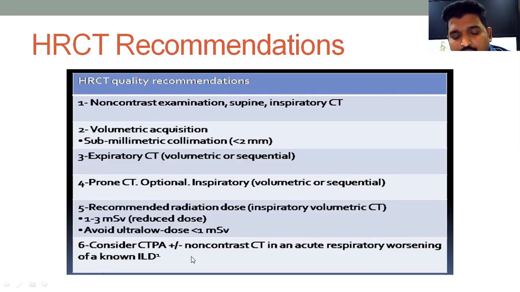Consider CTPA also if you are thinking of embolism along with the ILD. If you think that embolism is one of the comorbidities in ILD, if there is acute respiratory worsening in a known ILD, you can ask for a CTPA to look at the vasculature. Is there any embolism or not?